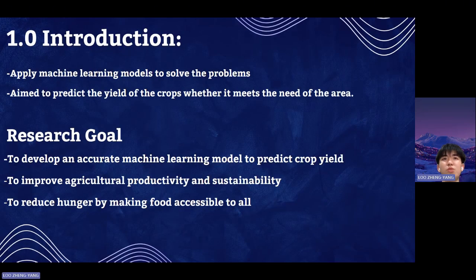We are going to apply machine learning models that use labeled data to solve the problem, with the aid of a physical dataset to train predictive models. The models are aimed at predicting the yield of the crops, whether it meets the needs of the area. By predicting the crop's outcome, it could assist farmers in making informed decisions to prevent unnecessary loss and thus increase agricultural productivity. The research goal is to develop an accurate machine learning model to predict crop yield, to improve agricultural productivity and sustainability, and to reduce hunger by making food accessible to all.